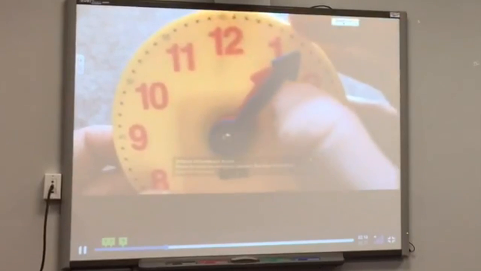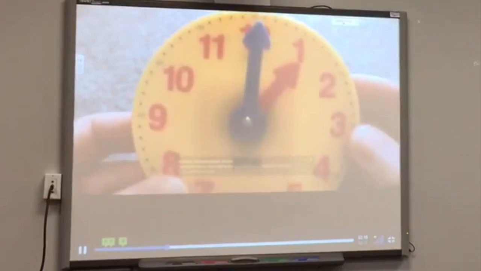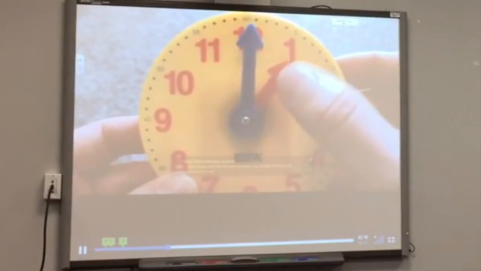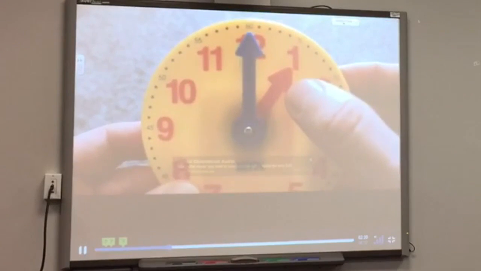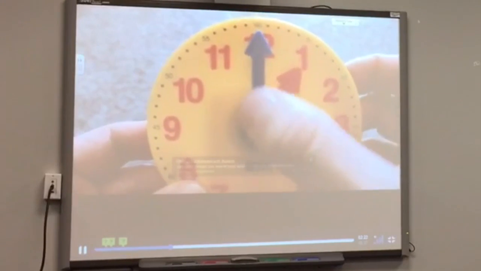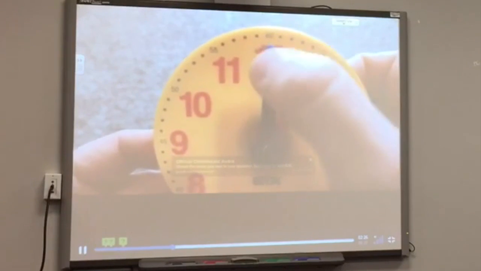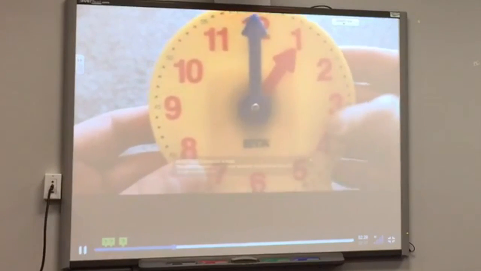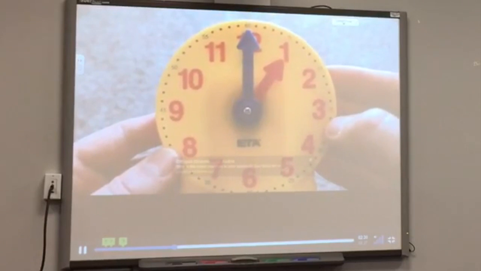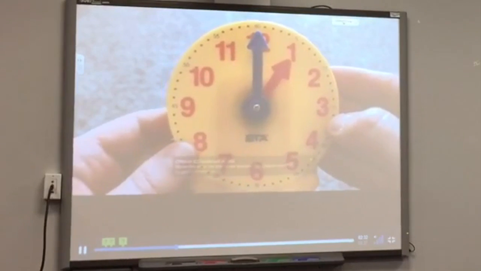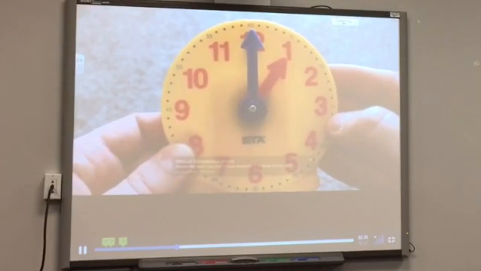And once we get there, then we're going to move the red hand, or the hour hand, to the 1. So now it's going to be 1 o'clock, and the minute hand stays here on the 12, or on the 60, for 60 minutes. And that's now set to 1 o'clock. All right, so now let's go ahead and count around the clock again.